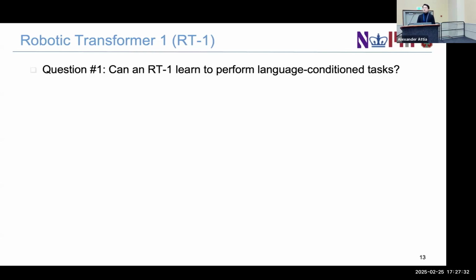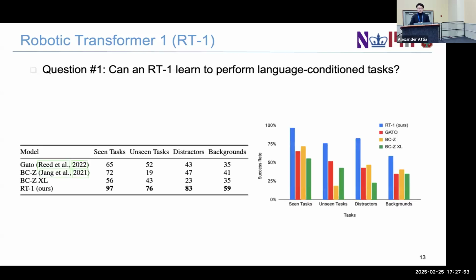And then they start to ask questions given this type of data and this type of model. After they train this model, they want to ask some more scientific questions to understand how we should scale and what we should expect when we scale things up. The first question, obviously, is: can this RT1 learn to perform language-conditioned tasks?